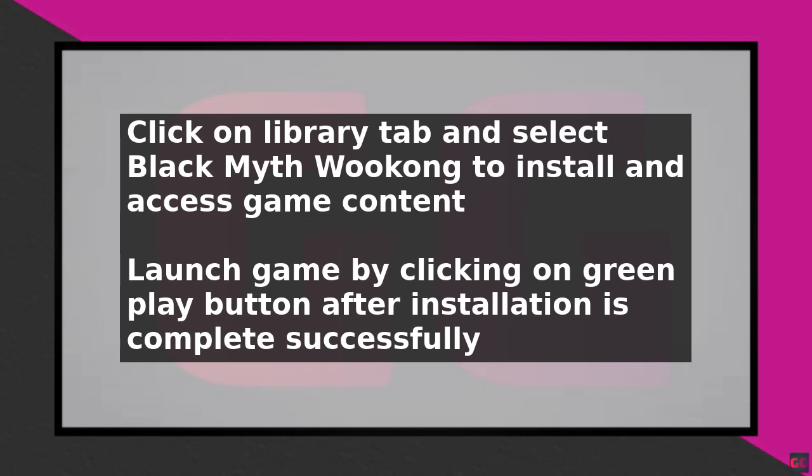Choose your payment method from the drop-down menu. Then click Continue to proceed with the payment process. After completing the payment process, the game will be added to your Steam library. To access the game, click on the Library tab. Then click on Black Myth Wukong and select Install. Choose whether to create a desktop or Start menu shortcut and select the drive where you want to install the game. Click Install, and the game will be installed automatically.